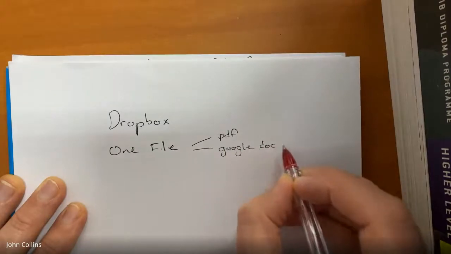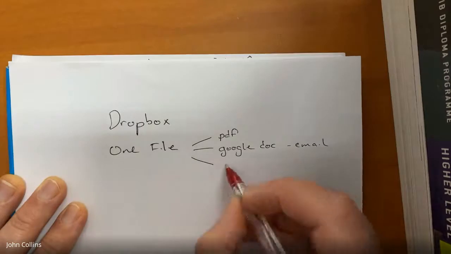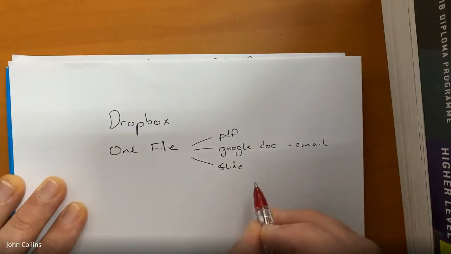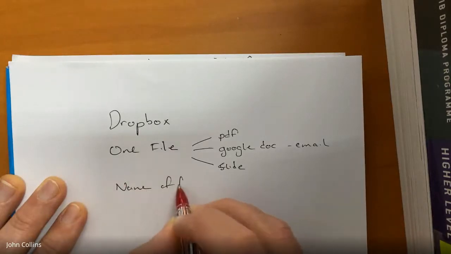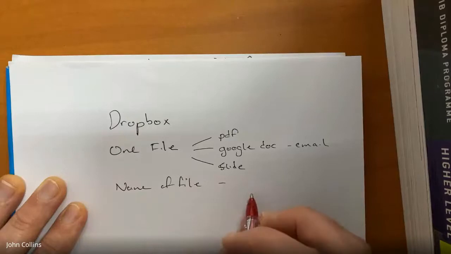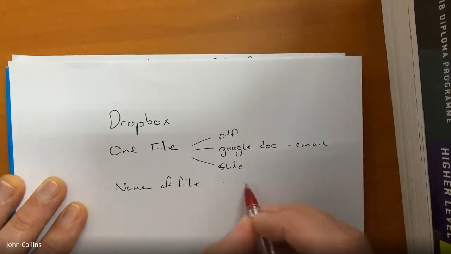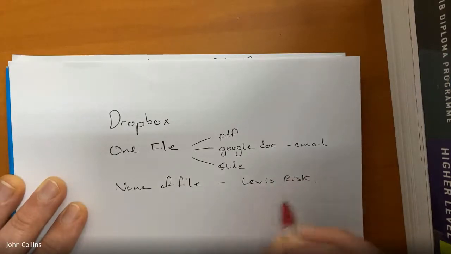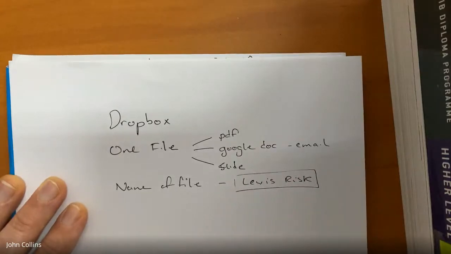If you just want to share the Google Doc, that's okay to share on email instead. Or you can do slides or something, or a Word doc. So just put them all together into one. The name of the file should be your name. So if it's Lewis Risk, just call it Lewis Risk, for example. That's all you put as the name of the file. So hopefully that makes sense.